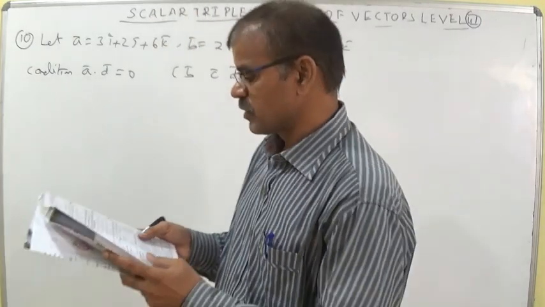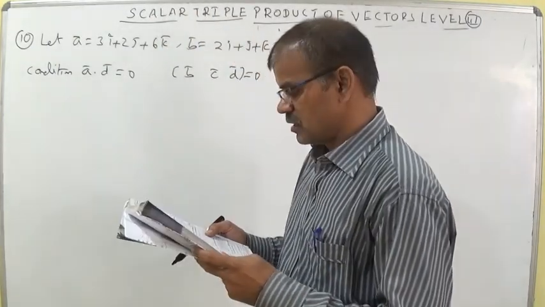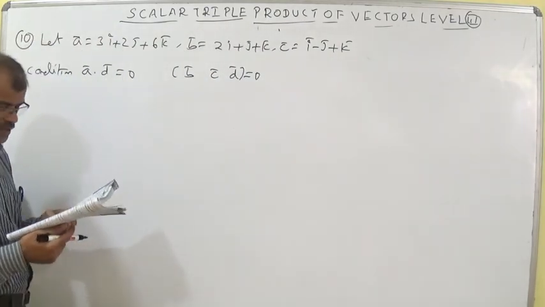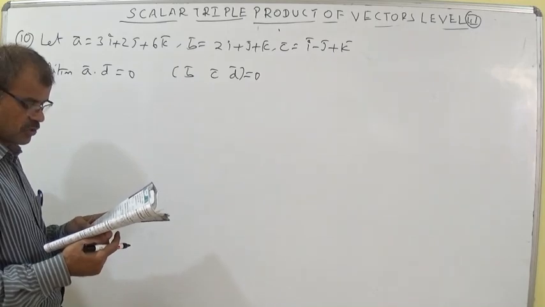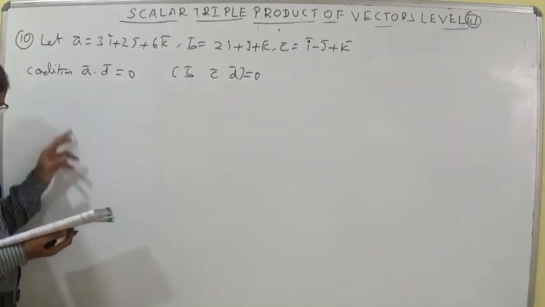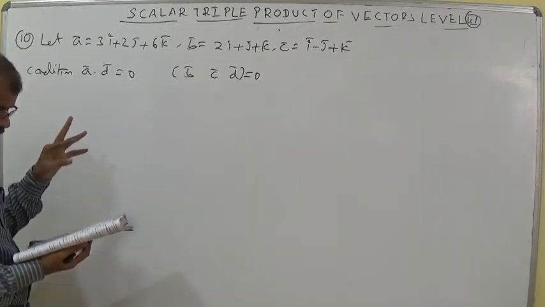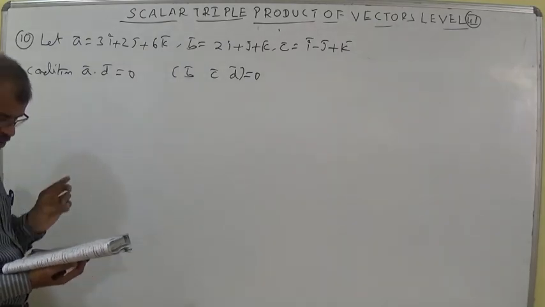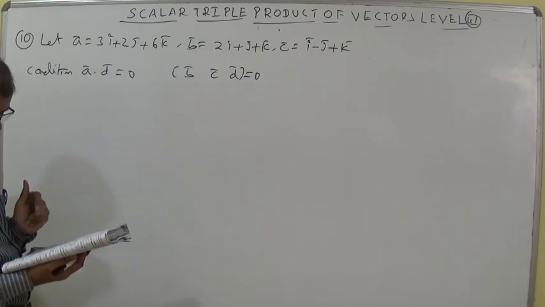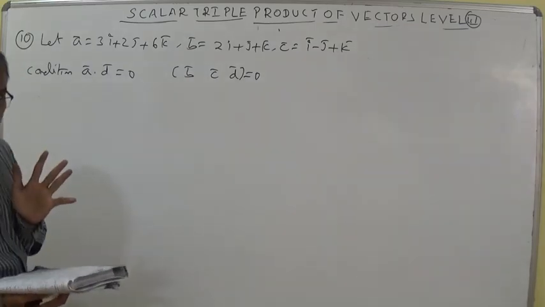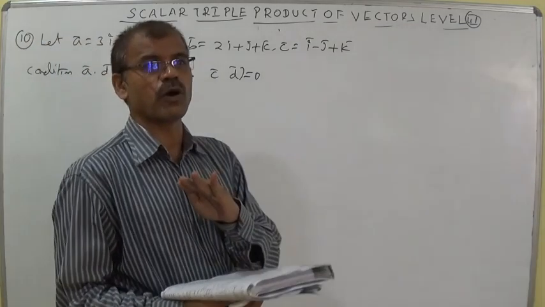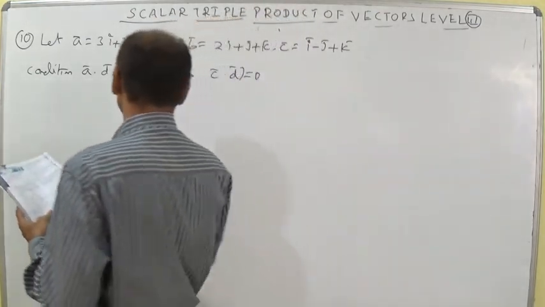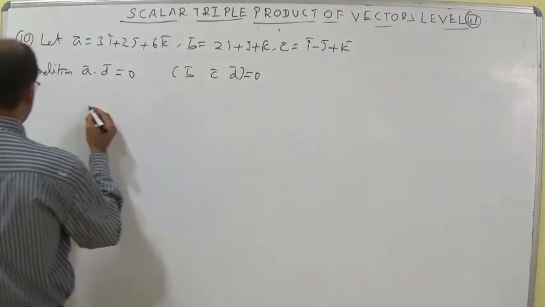First option, D is 2i minus 6j plus k: 3 times 2 is 6, minus 12, plus 6, 0. Second option, 6 minus 6, 0. Third option, 6 minus 6, 0. Fourth option, 12 plus 6 minus 18, 0. So using the orthogonality condition, we cannot say properly which option. So using the condition of coplanarity only we should say.